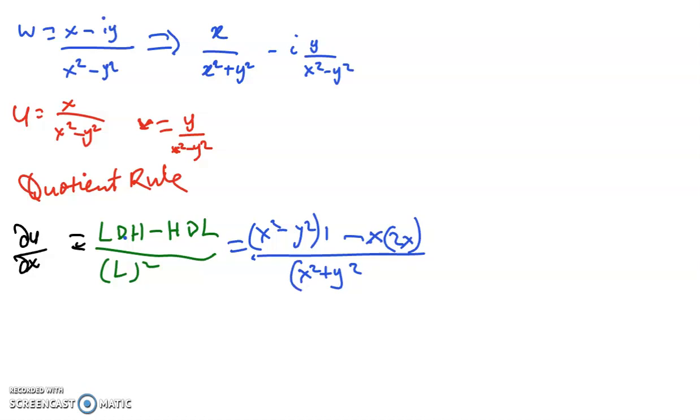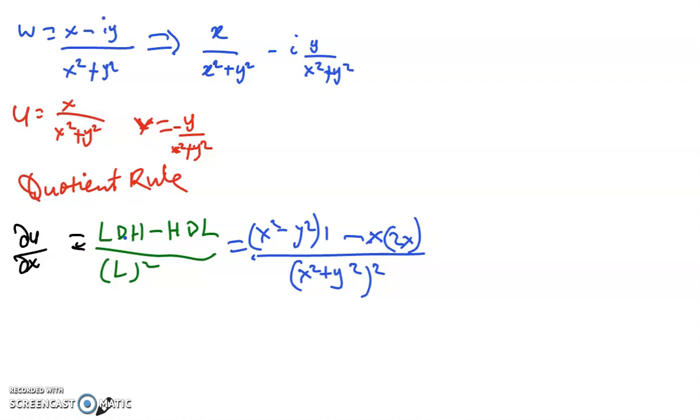Then all this squared. Just a minute, this is a small error here. This is supposed to be positive, so that we are not confused with that sign. This is positive also. If this is positive, this is also going to be positive. This is V. V is nothing but negative y divided by x squared plus y squared, because of this negative sign.